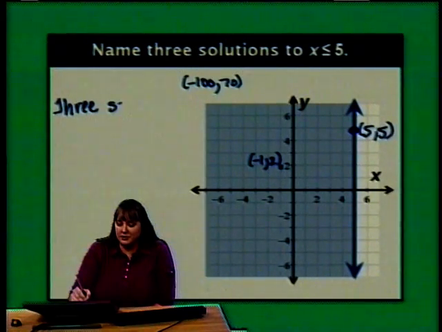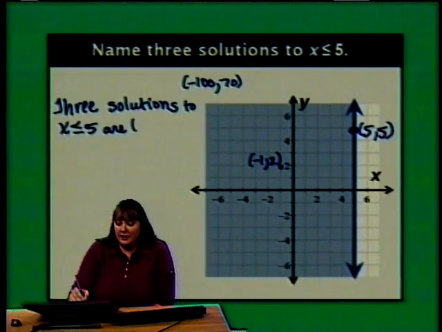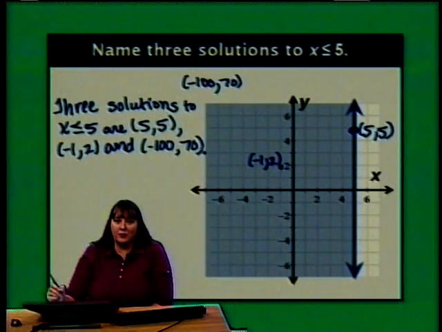So three solutions to x is less than or equal to 5 are (5, 5), our point on the line, (-1, 2), and (-100, 70). These last two points lie to the left of the vertical line, x equals 5.